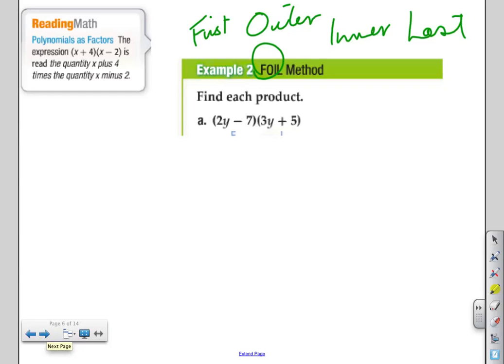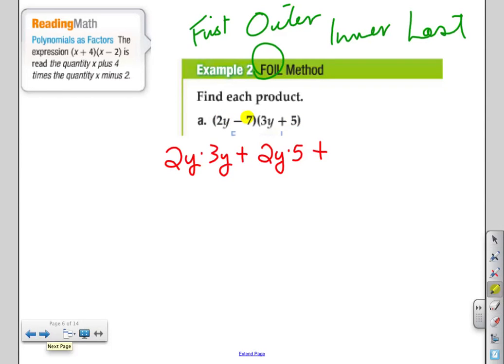So our first terms are what? The 2y and the 3y. That's what we're going to multiply together first. So we'll take 2y times 3y, all right? And then we're going to take the outer terms. The outer terms are what? 2y and the 5. So that's the next thing we're going to multiply. 2y times 5 plus inner terms are next.